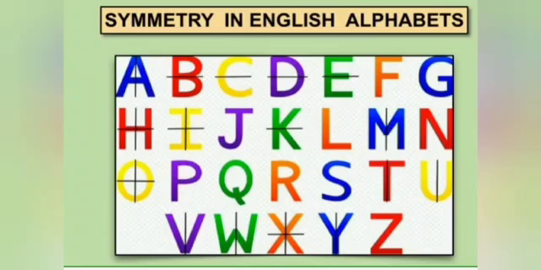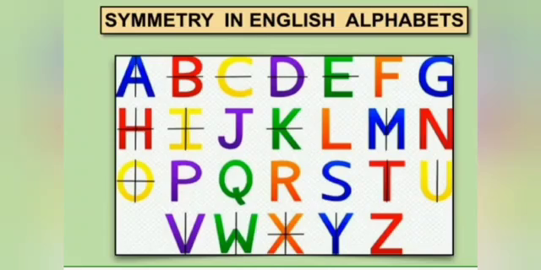Some more examples. The pentagon has 5 lines of symmetry. The hexagon has 6 lines of symmetry. The octagon has 8 lines of symmetry. The regular pentagon, hexagon and octagon have 5 lines of symmetry, 6 lines of symmetry and 8 lines of symmetry.